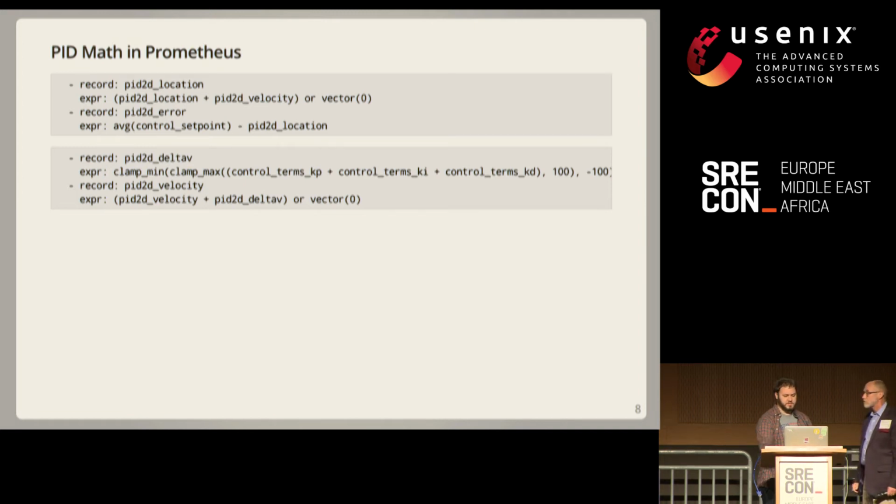And last but not least, the delta V, the change in our velocity, is simply that math, those three terms added up. For simple reasons of we don't want to have it go insane, we clamp it to between a certain set of values.